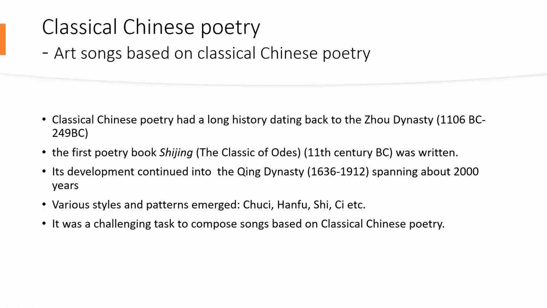So let's talk about classical Chinese poetry. It had a long history dating back to the Zhou dynasty. So the first poetry book, Shi Jing, was written back then. The development of classical Chinese poetry continued into the Qing dynasty, spanning about 2,000 years. Because those poems developed over such a long period of time, various poems with different styles and patterns emerged. It was a challenging task to compose songs based on classical Chinese poetry because it required the composer to have a substantial knowledge of classical Chinese literature.